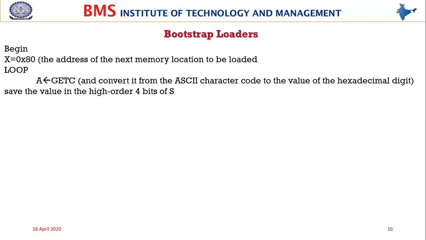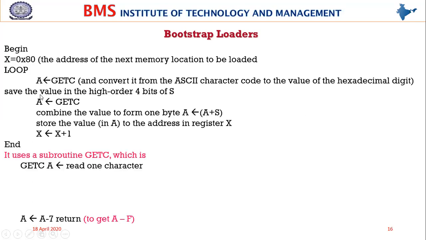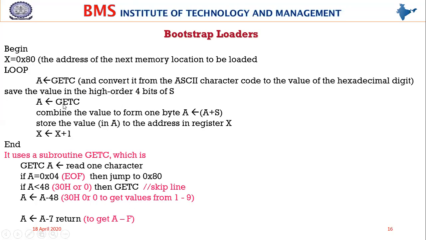Okay, X is loaded with 80 hexa. That means your load address, and we are starting with our loop. You might have seen the loop. Get C, we are going to get one character, and that will be placed into your accumulator. Get C is going to get a character and convert it into the ASCII representation. And again a get C is called. Once the second get C is called, combine the value returned from A plus S and store it in the accumulator, and then store that value into the address specified by the X register.